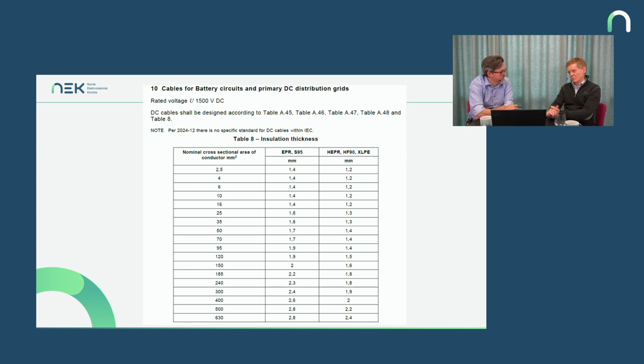And what we did in some cases was specify cables for 1.8/3 kV to have the extra insulation thickness. But now we have specified in the 606 a cable type where we have interpolated the insulation thickness between 1.8/3 and 0.6/1 kV cable, so something in between.